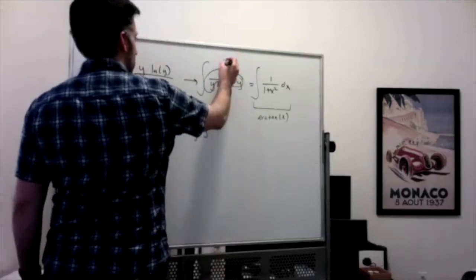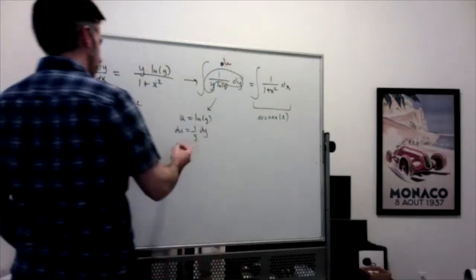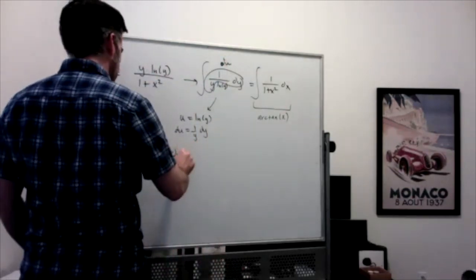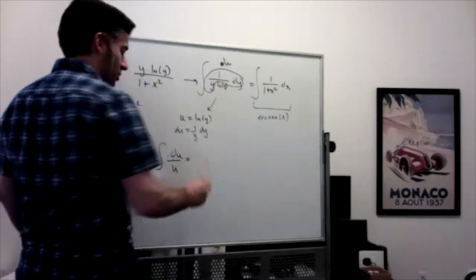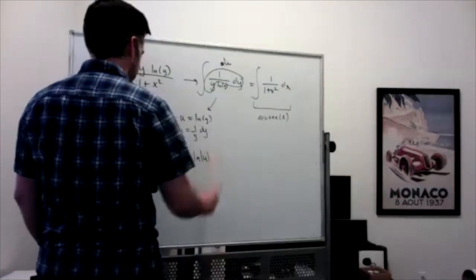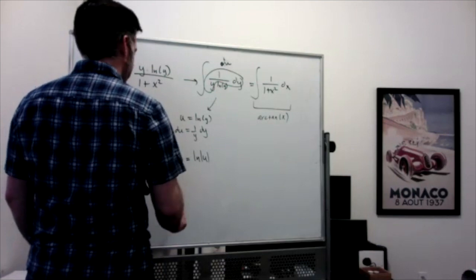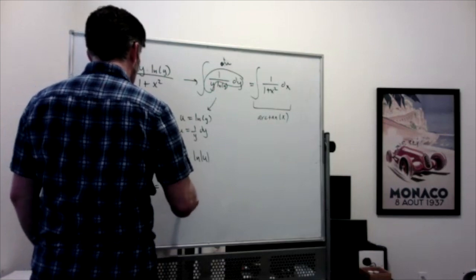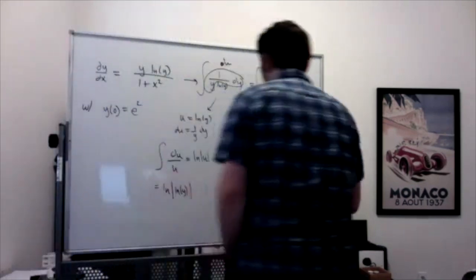There's my du, which is 1 over y times dy. So this integral becomes the integral of du over the natural log of y, which is u, which is the integral of 1 over u, which is the natural log of the absolute value of u, which is then the natural log of the absolute value of the natural log of y. So here's what we have.